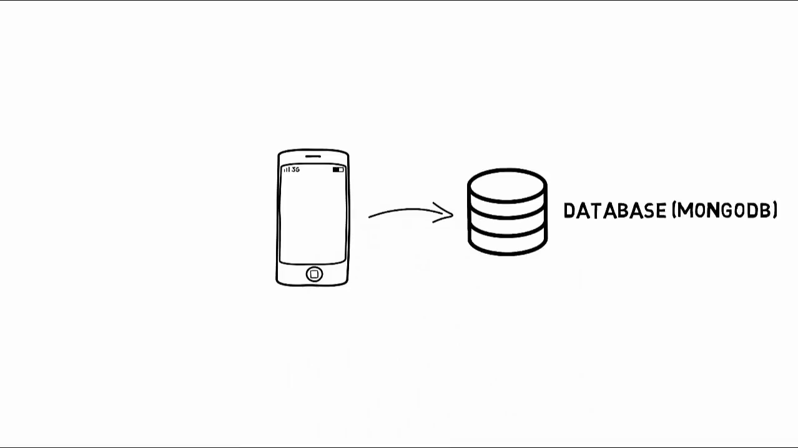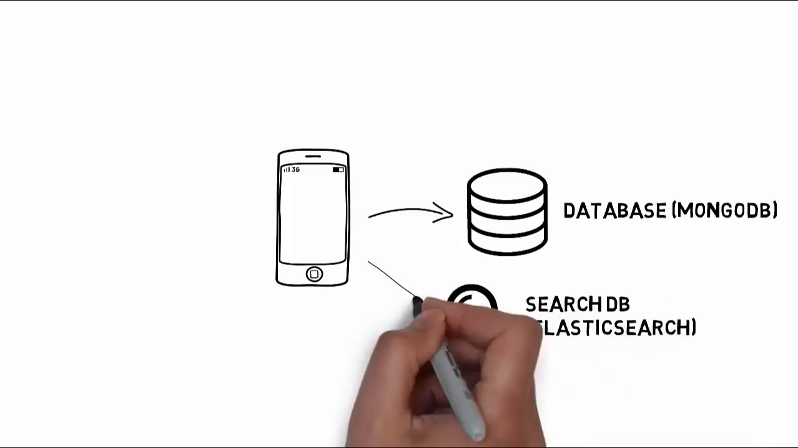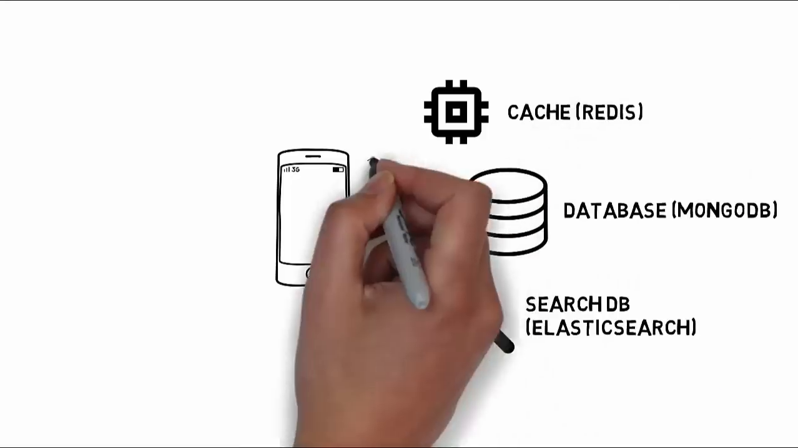You might even like to implement search features in your app, and you realize document databases, like MongoDB, are not great at search. So you learn and implement a search database, like Elasticsearch. And if you want to boost things up a little, you might even want to use a cache like Redis.